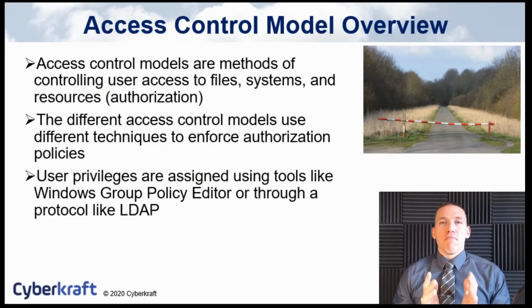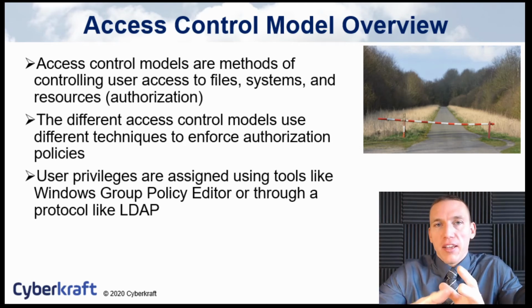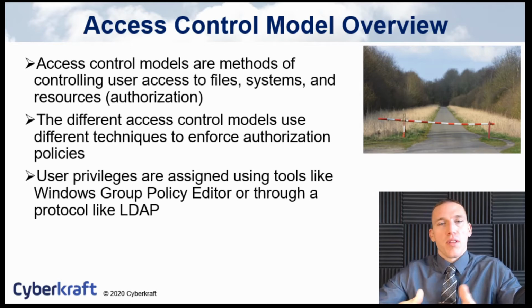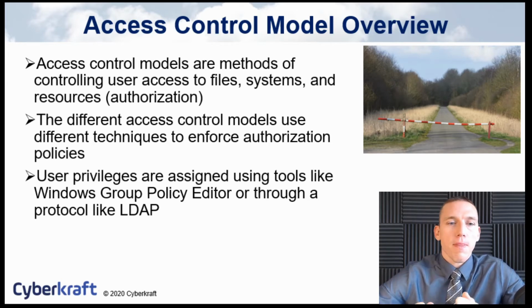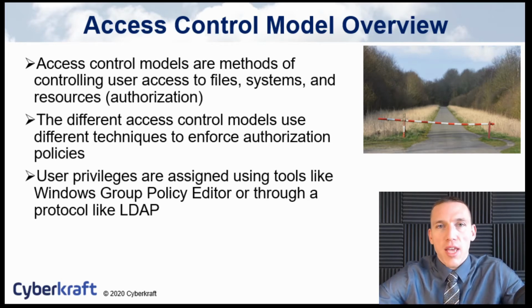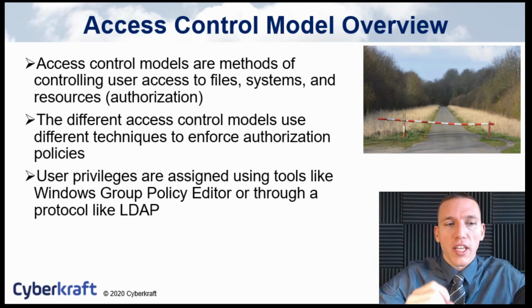Access control models are methods to control user access to files, folders, and systems. Access control methods provide authentication and authorization. They authenticate users with a set of credentials, and then they'll authorize users to a set of resources. Different access control models have different uses and different applications. They have different methods of enforcing and controlling authorization policies.